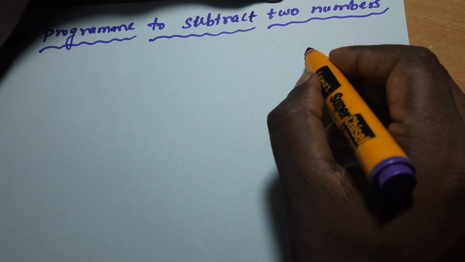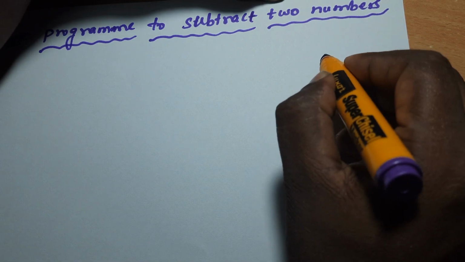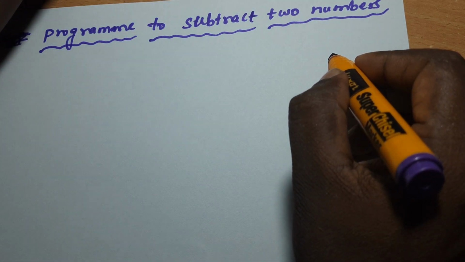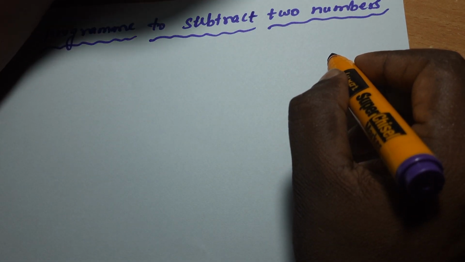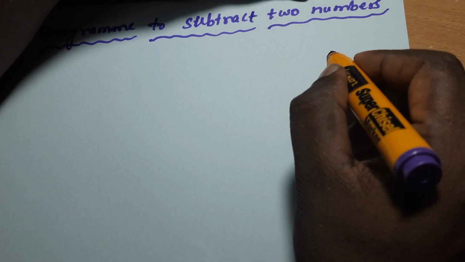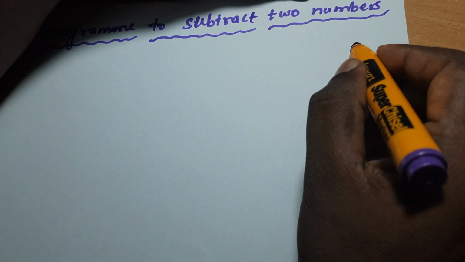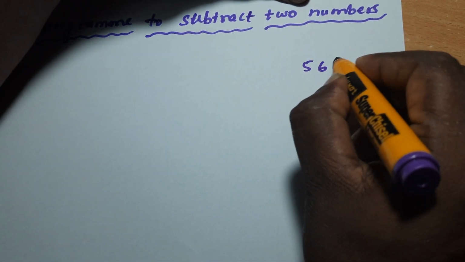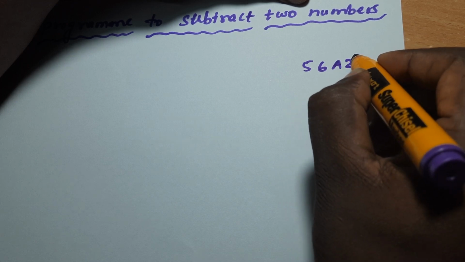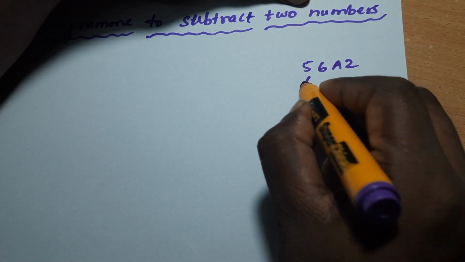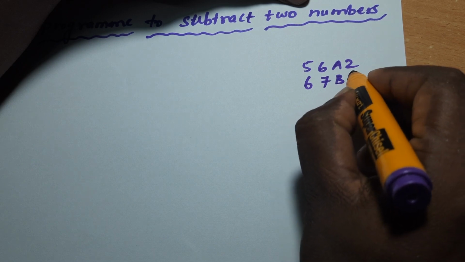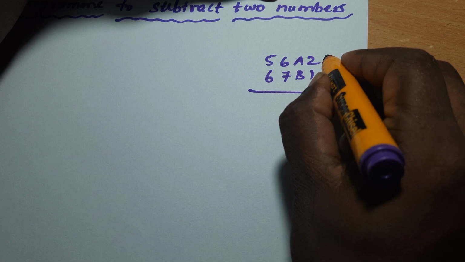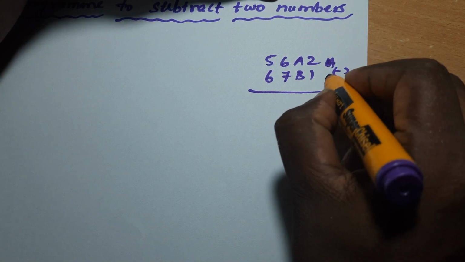Now I am randomly choosing a number which generates a borrow. We don't have a carry or borrow flag separately. We have only one flag register in 8086, that is the carry flag, which is common for both carry as well as borrow. So now I'm choosing a number, say 56A2. Another number I'm choosing as 67B1. These two are hexadecimal numbers for the subtraction.